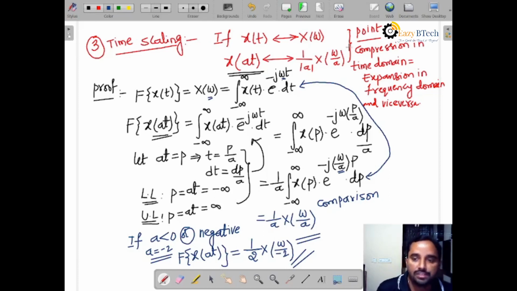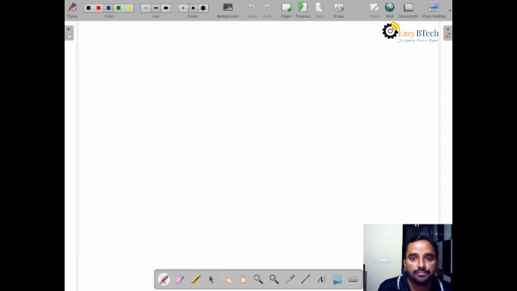So if the signal is compressed in the time domain, it will be expanded in the frequency domain, right? Omega by a. So with a into t, here omega by a, that is the statement it is saying. That information is there, clear? Now we are going to discuss the next property, time reversal.